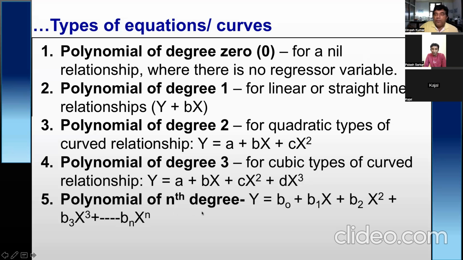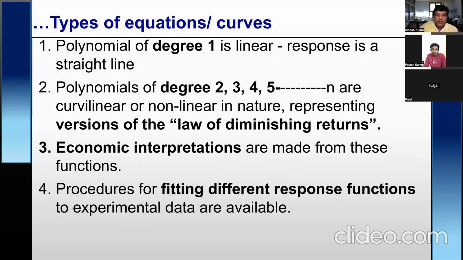Then polynomial of nth degree. So y equals b0 and so on. In place of a, b, c, d, you can also use b0, b1, b2, b3, and so on. Is it okay, Palash? Yes, sir.